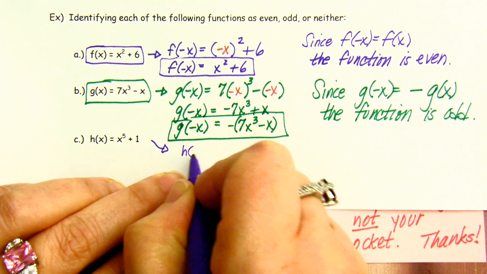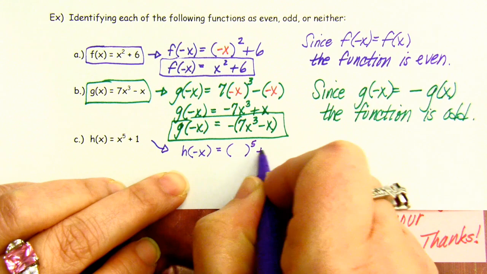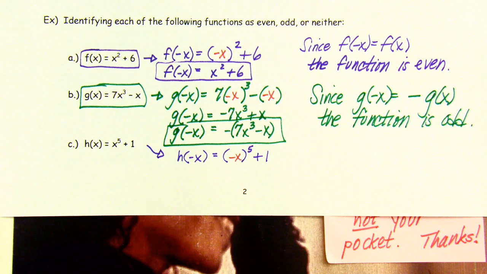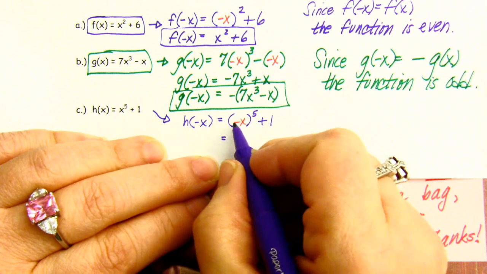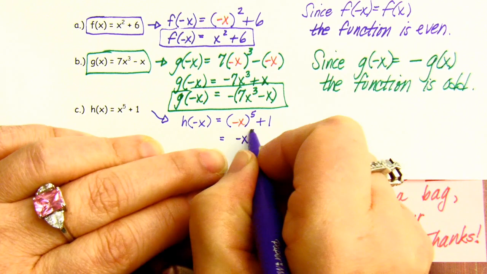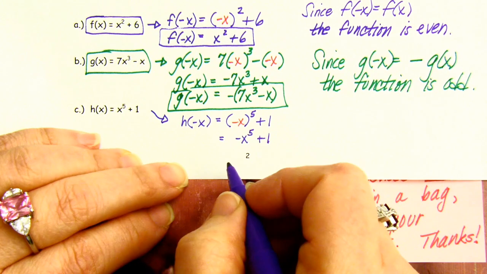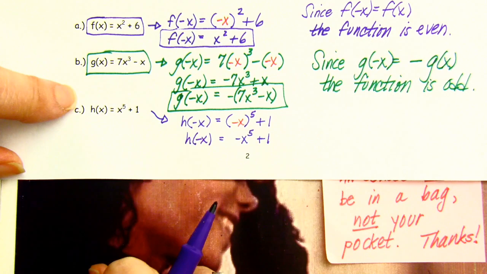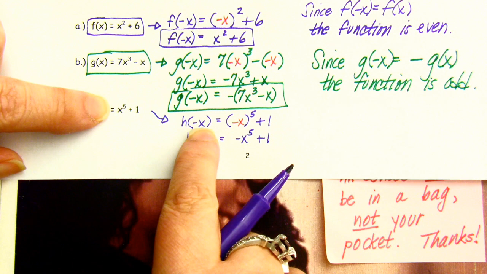I'm going to evaluate h of the opposite of x. I'm going to set up my template, x to the 5th plus 1. I'm going to substitute the opposite of x in there. And now I'm going to simplify this. A negative raised to an odd power is still negative, so that's negative x to the power of 5. This one does not change. So, h of the opposite of x equals this. Folks, we're comparing h of x and h of the opposite of x. Are they the same? Well, no, the one is the same sign, but the x term changed signs.